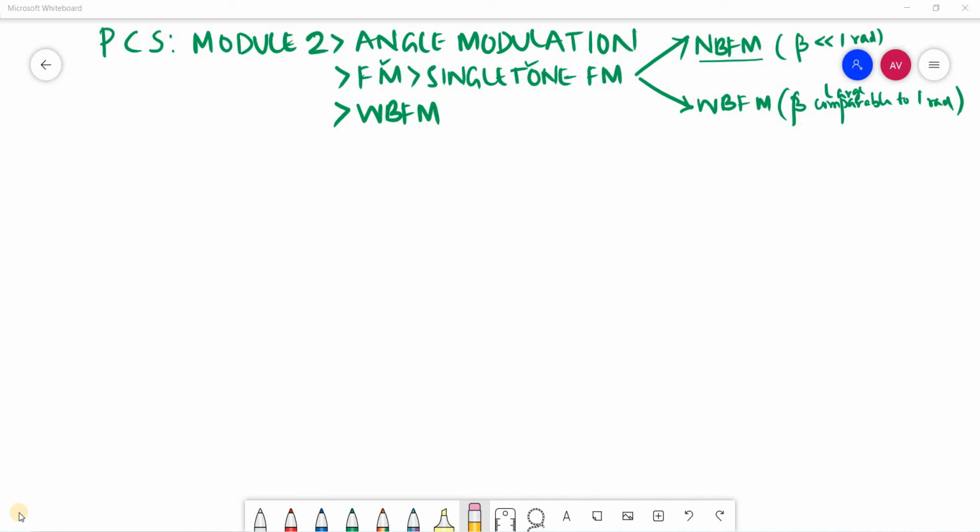Now we are into module 2 and we were discussing angle modulation. In the previous session we discussed in detail about FM, specifically single tone FM. We obtained the time domain expression for single tone FM, and I also introduced some parameters such as frequency deviation and modulation index. Based on the modulation index value beta, we can divide single tone FM into two cases: narrow band FM and wideband FM.